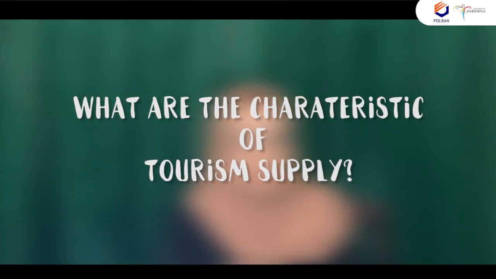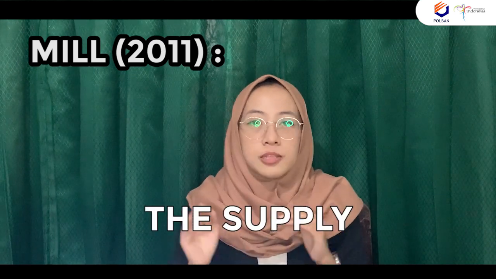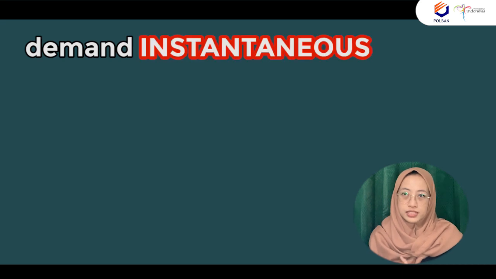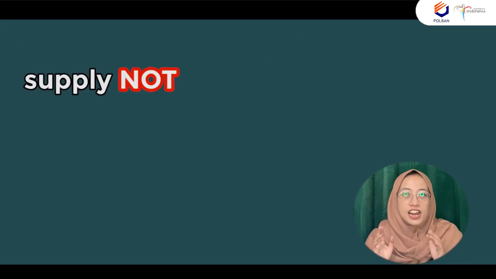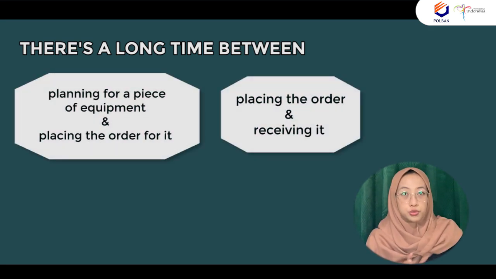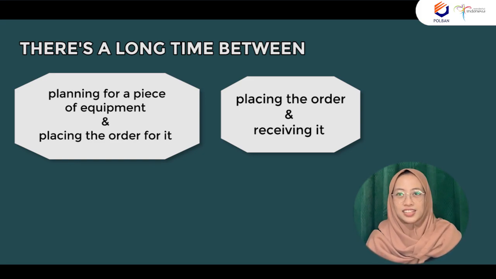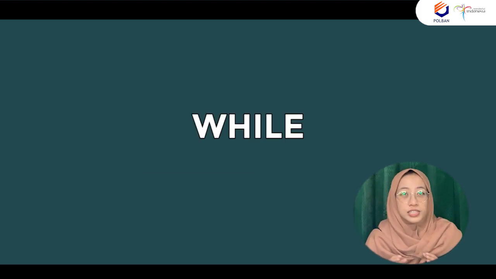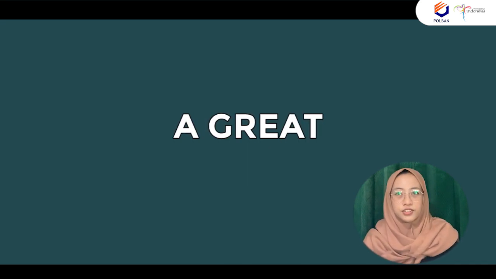Last but not least, what are the characteristics of tourism supply? Neil, in 2011, said the supply of transportation is unique in several distinct ways. Another characteristic of transportation supply is that although demand is instantaneous, supply is not. There is a long time between planning for a piece of equipment and placing the order for it, between placing the order and receiving it, and between putting it into service and scrapping it. Thus, while demand can shift very quickly, it takes a great deal of time to adjust supply. A company must live with its mistakes for a very long time.